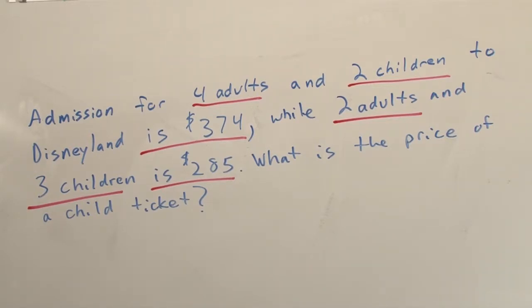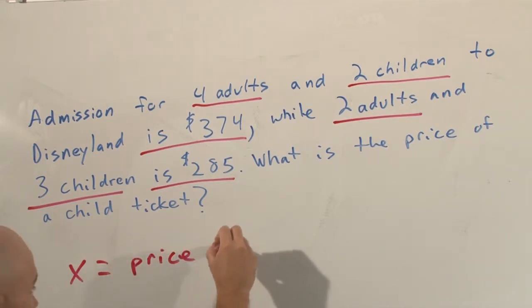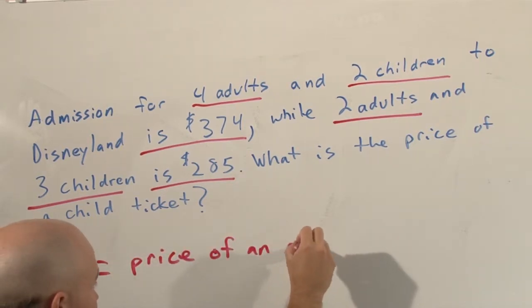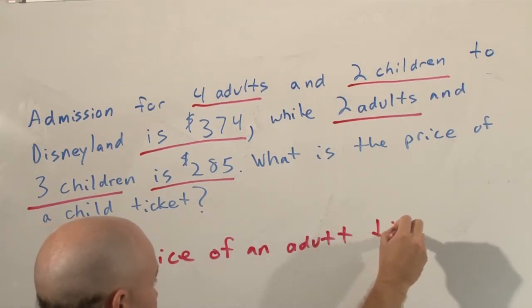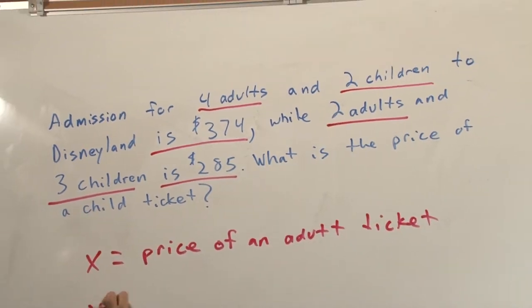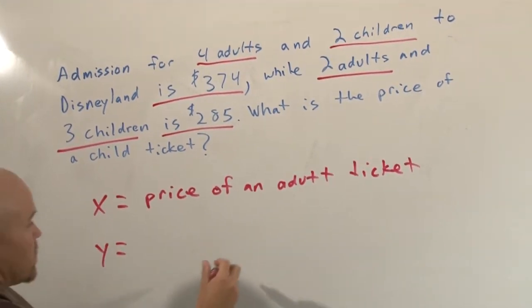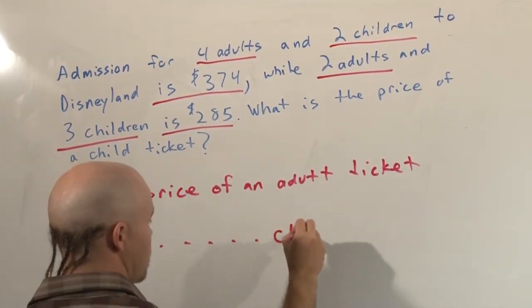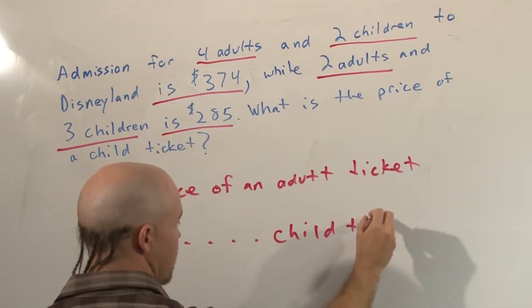So I have to identify what my unknowns are. Right now what's not known is the price of a child ticket and the price of an adult ticket. All they're asking for is the price of a child ticket, but we still need to make sure we label these things. So we're going to say X represents the price of an adult ticket. And Y is going to be the price of a child ticket.